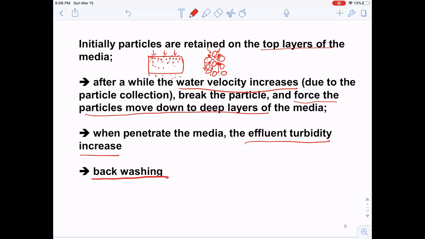So the method we can use to treat the filter is backwashing, okay? We can use some cleaner water to backwash the filter, and then we can remove these larger particles, and send this backwashed water and collect it for further treatment, right? In this way, we can regenerate the filter from this process.